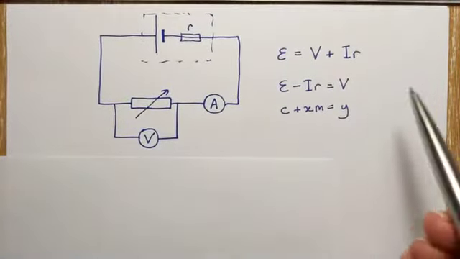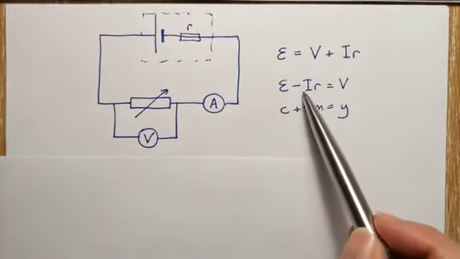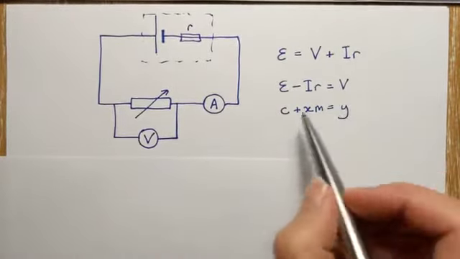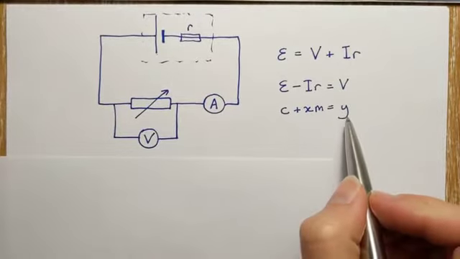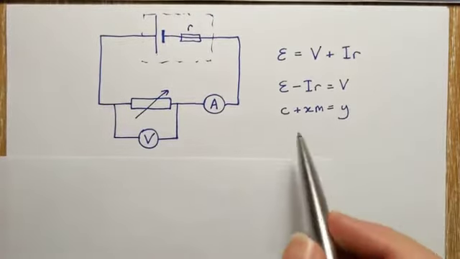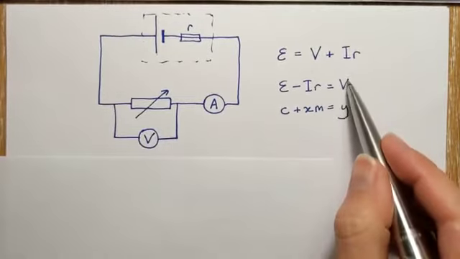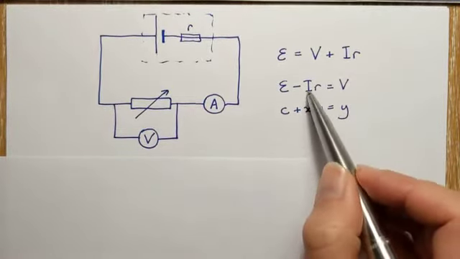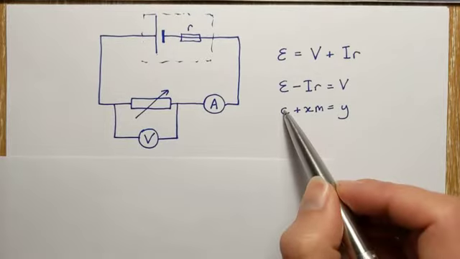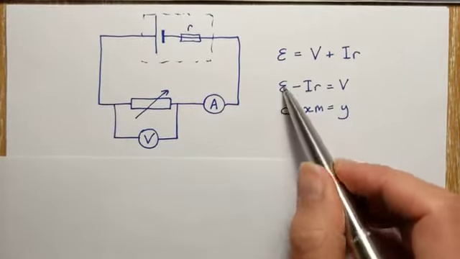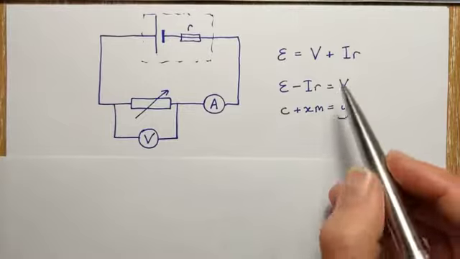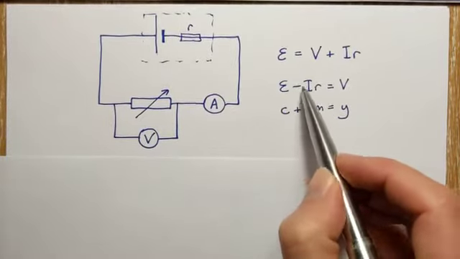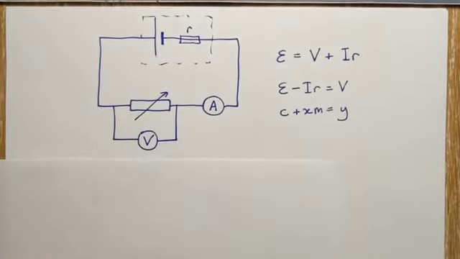Okay, so we do a bit of rearranging. EMF minus Ir equals V, and then if you compare that to y equals mx plus c, it's a little bit jumbled up, but if we put V on the y-axis and we put I on the x-axis, then c, the y-intercept, will be the EMF, and m, the gradient, will be minus r, minus the internal resistance.